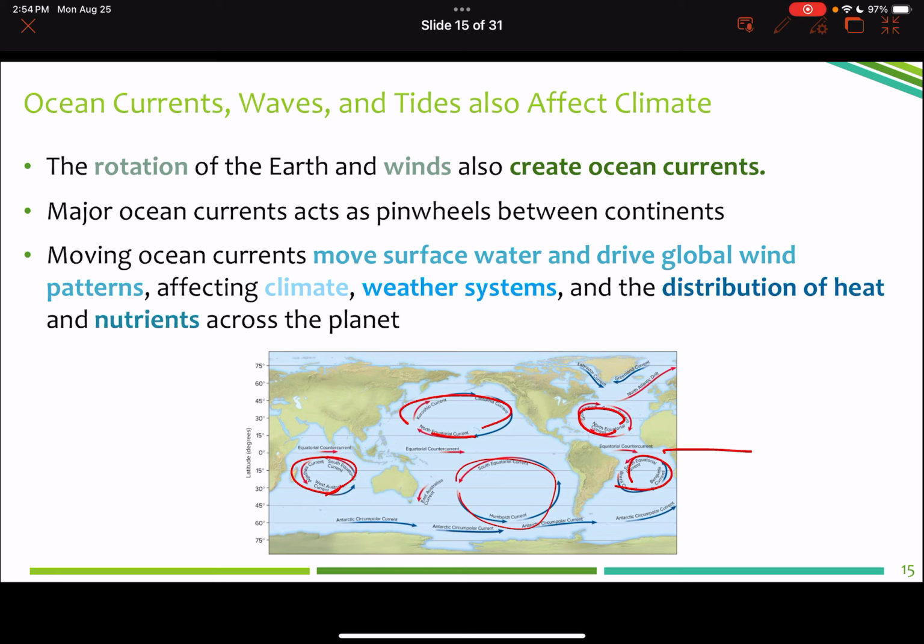It moves nutrients around in the ocean currents, but it also does something called upwelling. So as warm ocean water is moved away, for example, I know I drew over it and you can't see it too well, but as warm water is moved away from Australia, what it does is it allows cooler water to rise to the surface. This is called cold water upwelling.